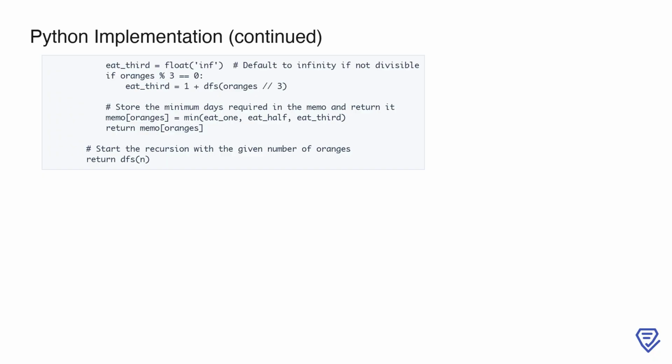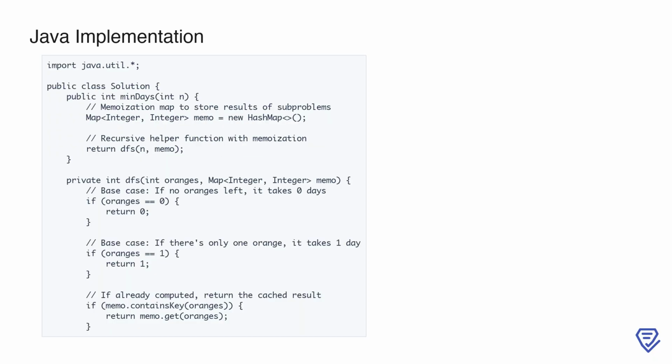This minimum value is stored in our memoization dictionary for the current number of oranges to ensure we don't recompute it later. Finally, we return this value. At the end of the function, the recursion is initiated by calling DFS with the given number of oranges, n, as the starting point. This approach efficiently calculates the minimum number of days to eat all the oranges using memoization to handle overlapping subproblems. Here, we begin by creating a solution class and importing the necessary utilities.